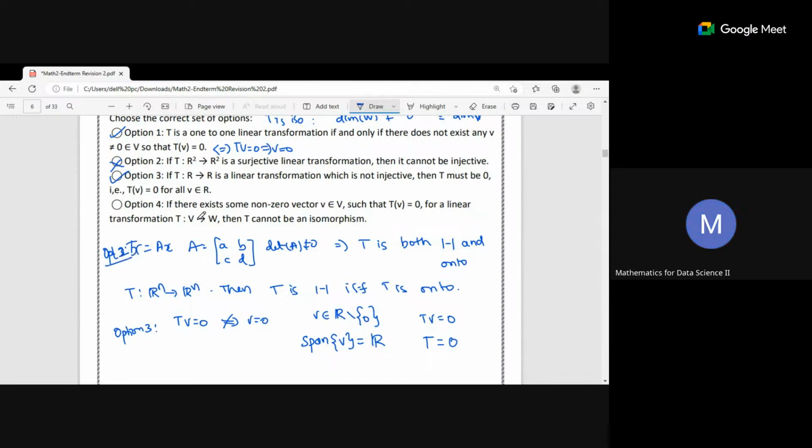Okay. So what is option 4? If there exists some non-zero vector V in V such that TV equal to 0 for a linear transformation T from V to W, what does this condition mean? Your null space contains a non-zero vector and it belongs to your kernel. So it means T is not 1-to-1. If it is not 1-to-1, it cannot be an isomorphism, which is correct. Okay, clear? So just from the basic understanding of 1-to-1 and onto mapping, these conditions are given.